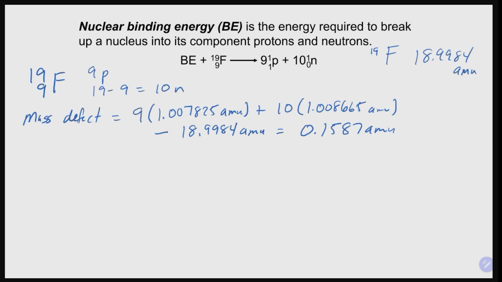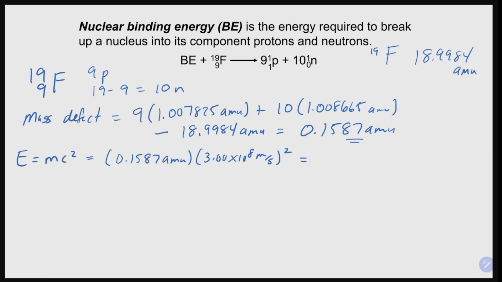And again, at this point, you have a couple of things you could do. You could use E is equal to mc squared. And if we did that, our mass would be our mass defect in this case. This gives you 0.1587 AMU times 3 times 10 to the 8 meters per second, and that's going to be squared.